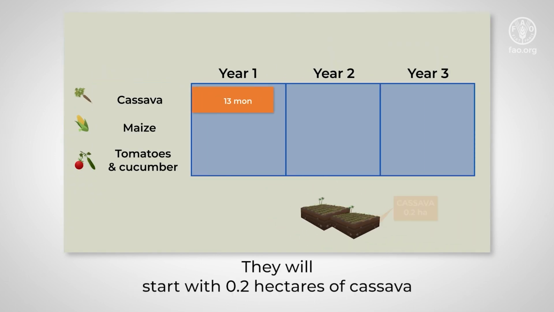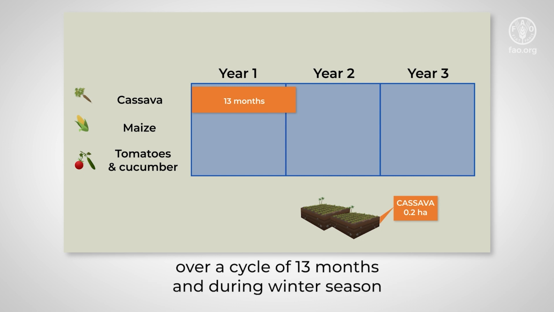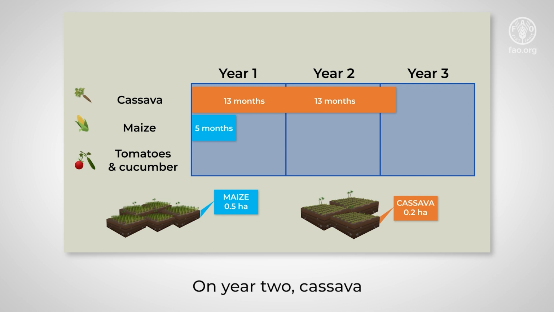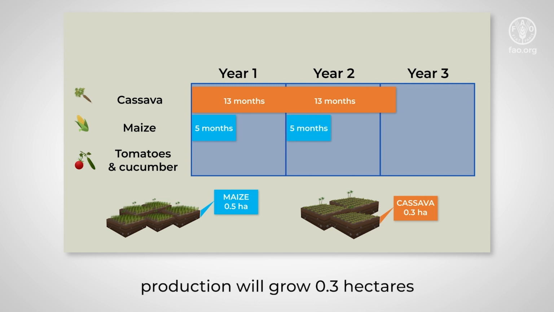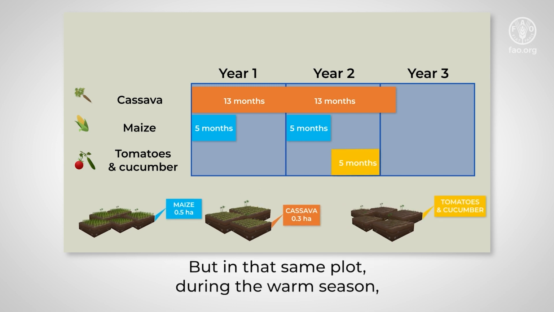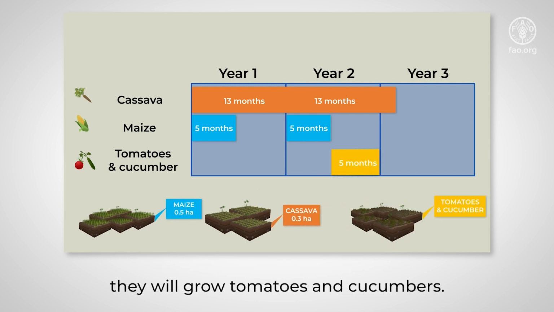They will start with 0.2 hectares of cassava over a cycle of 13 months, and during winter season, on the other half of the land, they will also grow maize. On year 2, cassava production will grow to 0.3 hectares, and they will still have maize during cold season. But in that same plot, during the warm season, they will grow tomatoes and cucumbers.